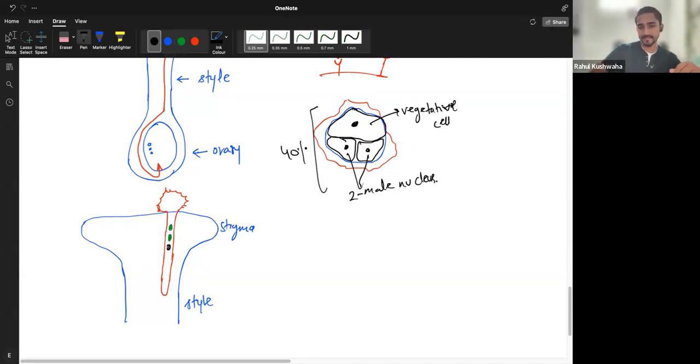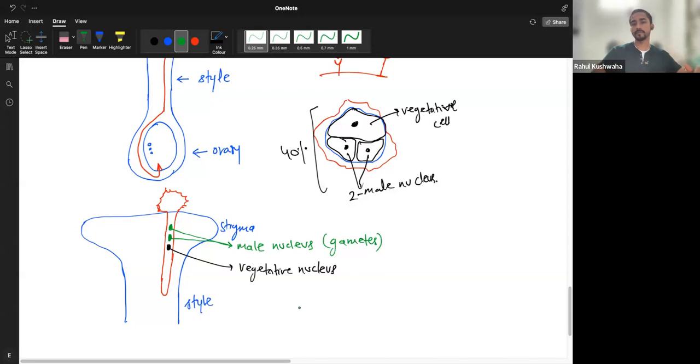The nucleus that leads is the vegetative nucleus. This order is important. And the 2 nucleus that follow are male nucleus. These are basically the gametes. Okay. Is it clear, everyone?